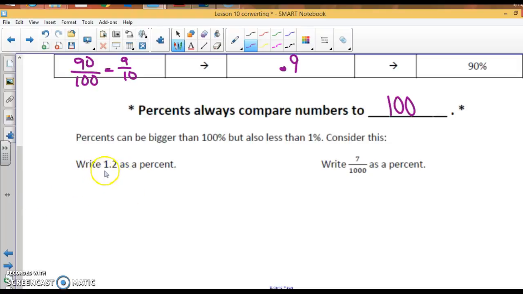Well, to go from a decimal to a percent, I move it 2 to the right. So 120%. I would move it 1, 2 to the right. Write this as a percent. Well, this is 0.007. Tenths, hundredths, thousandths. 0.007. Change that to a percent. Again, I need to move it 2 places to the right. It's 7/10 of a percent.